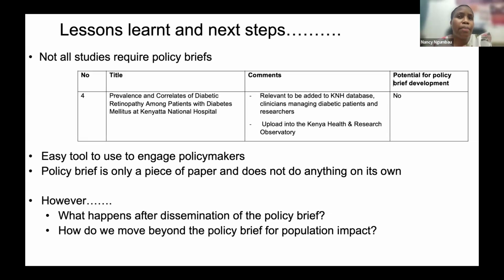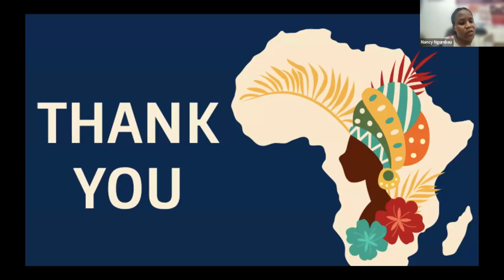But then I think one of the things we are grappling with as we are growing and trying to figure out the next steps is, so we have disseminated this policy brief. So what happens after that? How do we move beyond the conversation we've had with the policymakers and giving it to them, and get it to have population impact? Because all of our research, the evidence is strong, and it produces something that should be consumed by the population. So how do we move this policy brief out of the policy space and into population impact? I think I've come to the end of the presentation. Thank you so much. We can take any questions.